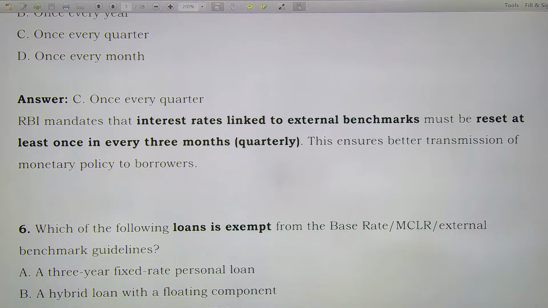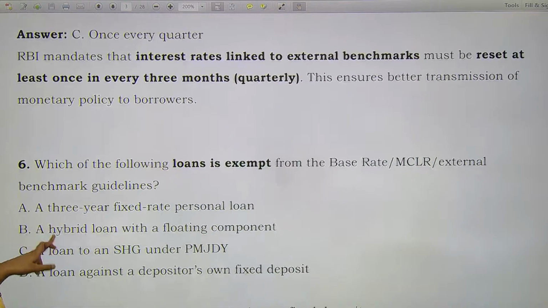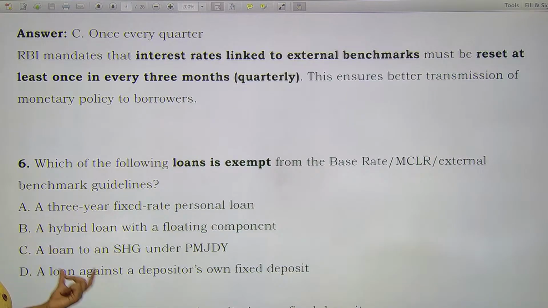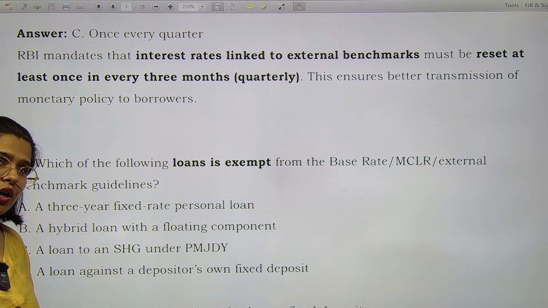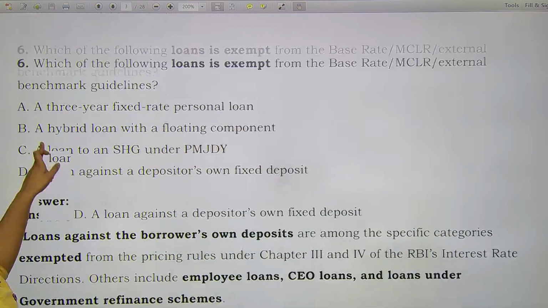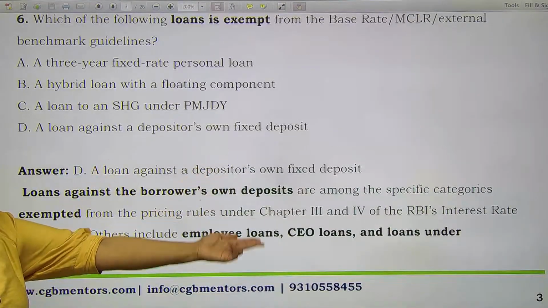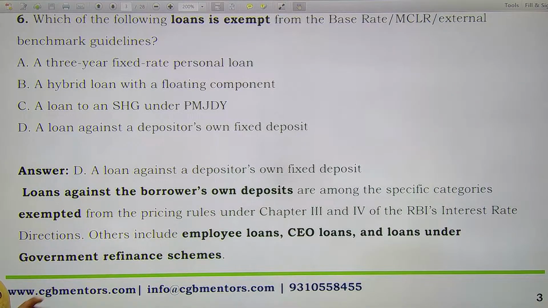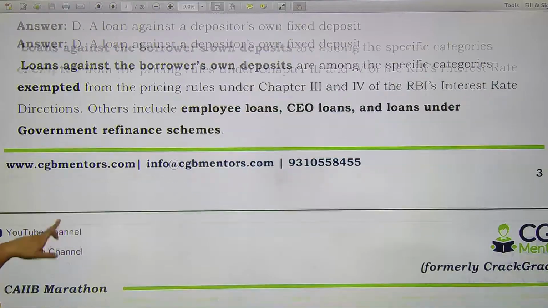Now, which of the following loans is exempt from the base rate, MCLR, external benchmark guidelines? Which loans remain exempt? So, a loan against the borrower's own fixed deposit is one kind of such loan. There are other loans also, for example, employee loans, CEO loans, loans under government refinance scheme. All these are exempted from the pricing rules, right? Under RBI's interest rate regulation.